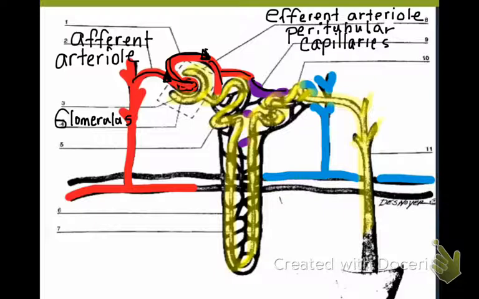So bigger than a capillary, but smaller than an artery. And it's efferent because it's leaving the glomerulus. So now we've talked about the circulation, the blood supply to the kidneys.